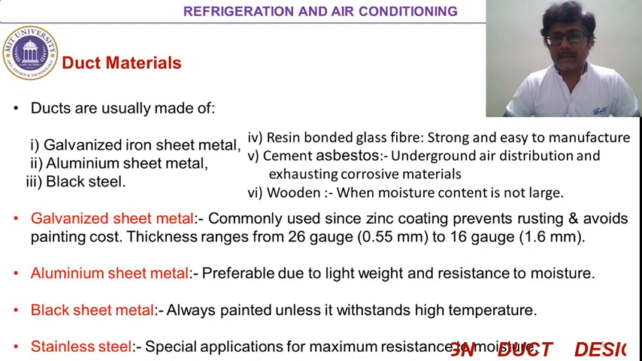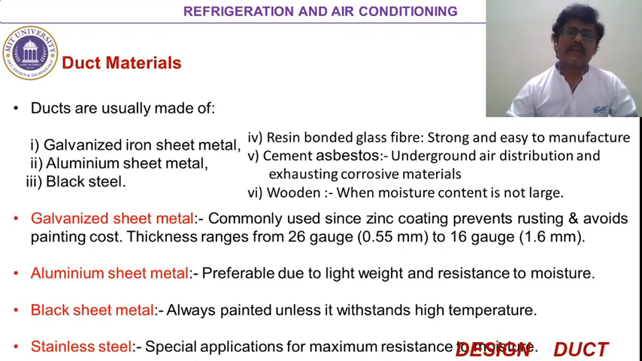the corrosive materials. Then the wooden ducts are least preferred, and they are normally used when the air is drier, more dry we can say, or the moisture content in the air is very less. Under those circumstances only can wooden ducts be made use of.